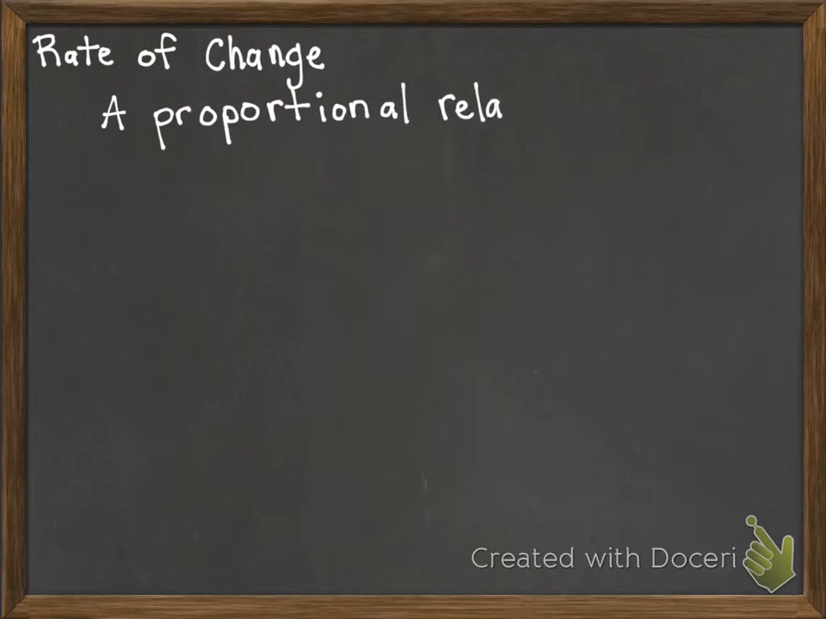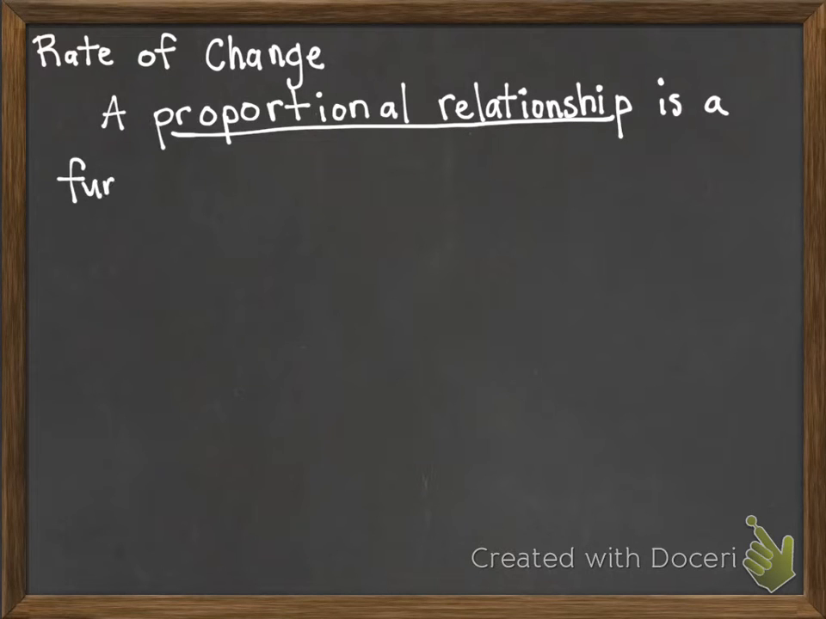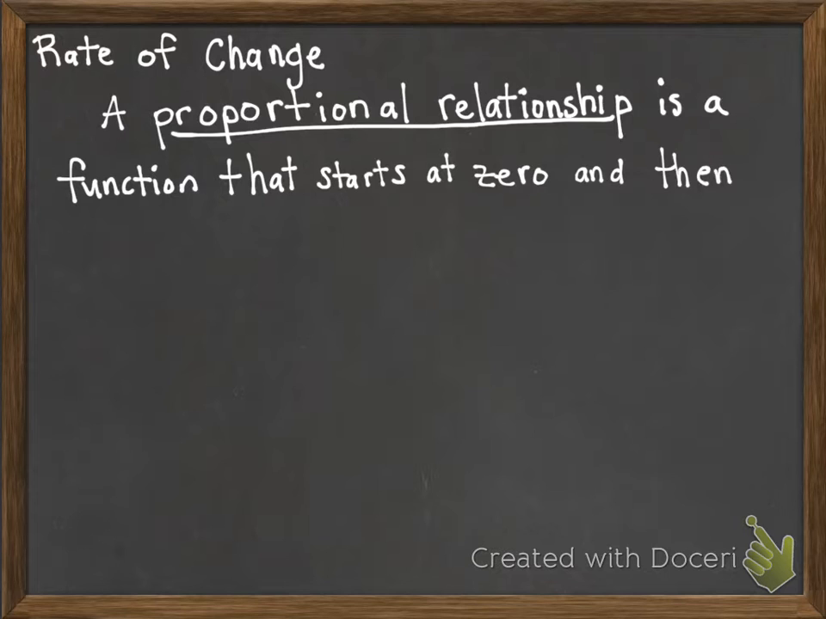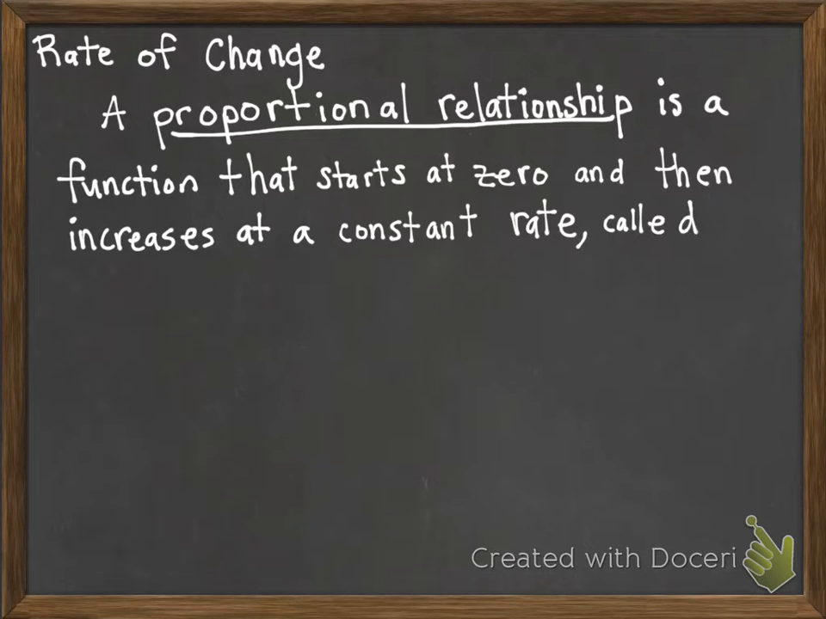First of all, a proportional relationship is a function that starts at 0 and then has a constant rate of change. That means if it goes up 3 for the first pound, it would go up 3 for every pound, and it's not going to all of a sudden change. So the rate that it's changing has to be the same the whole way.